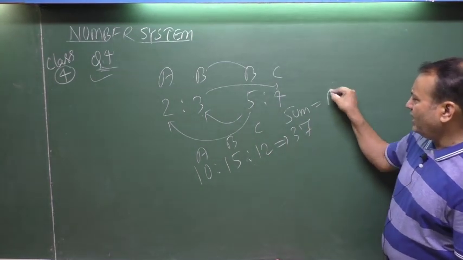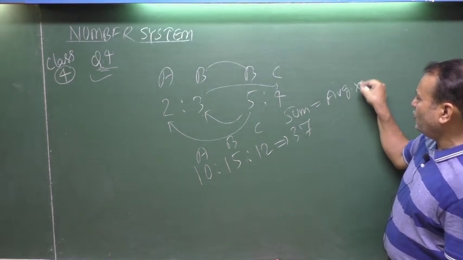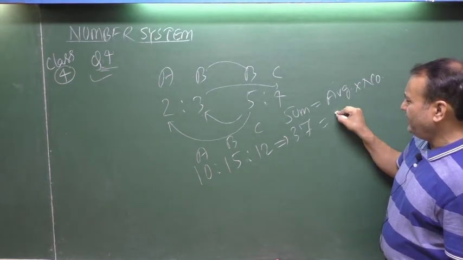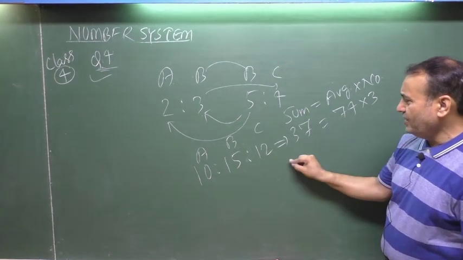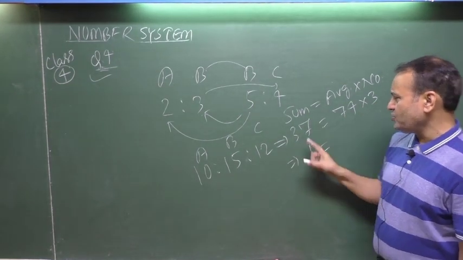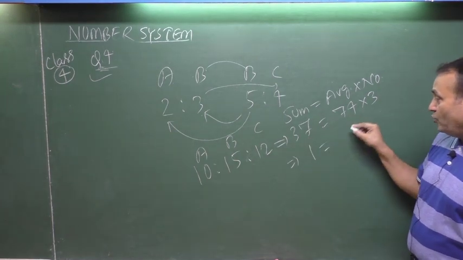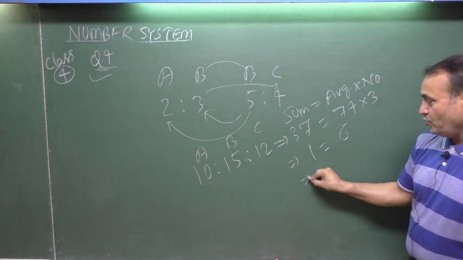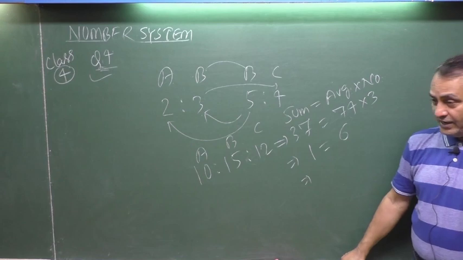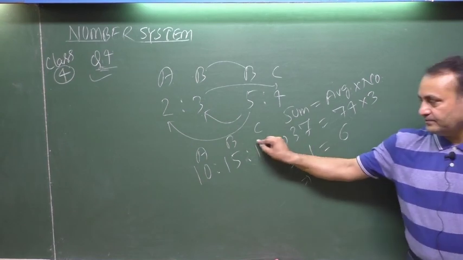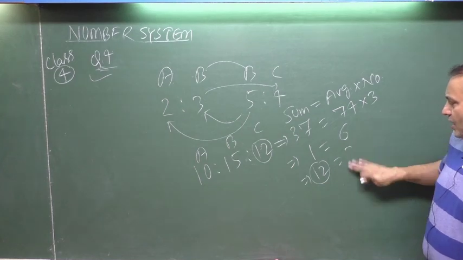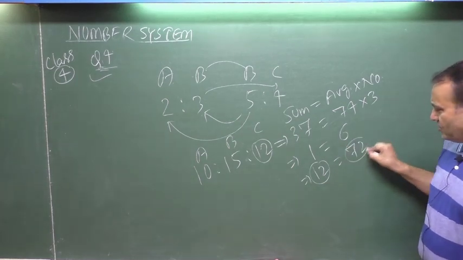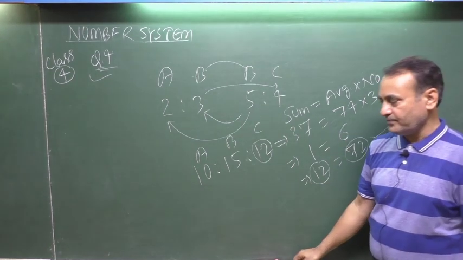But sum total equals average into numbers. Average given is 74 and numbers are 3. That means 1 unit equals to 37, 2s are 2 into 3, 6. 1 equals 6. You have to point out third number perhaps. That means you have to point out the value of 12, that is 72. This is your final answer. Note down.